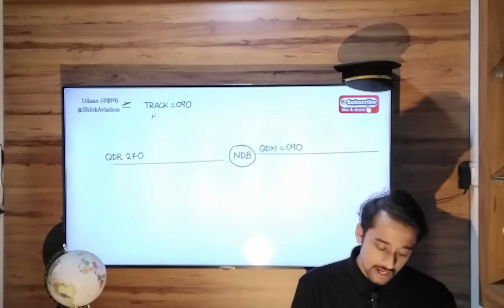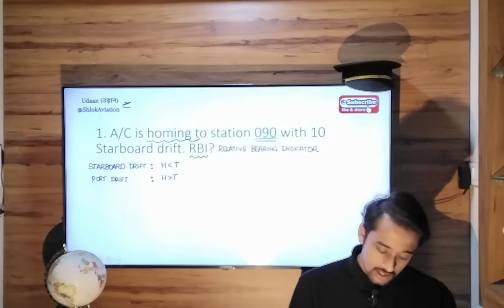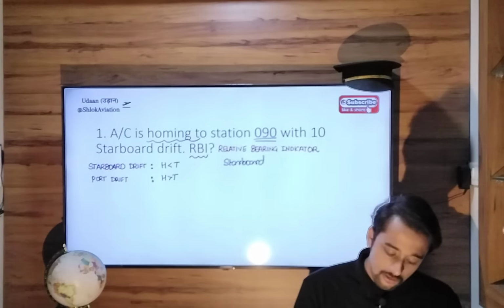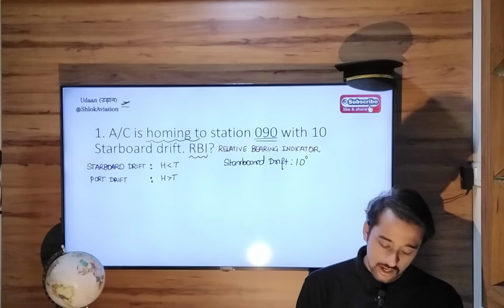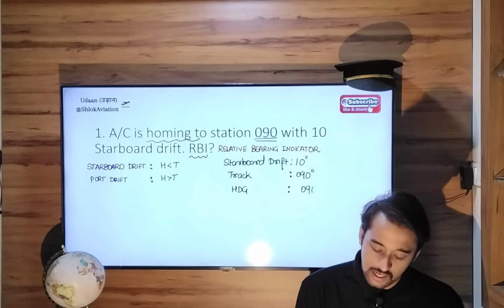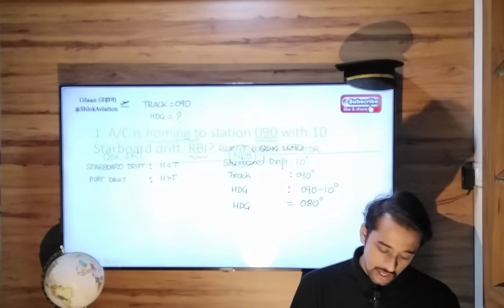We have not been given the heading of the aircraft, but we have been given drift. What is drift? Starboard drift of 10 degree. So with starboard drift, heading is less than track. Track is 090 degree. So heading will be less than track by what amount? By an amount of 10 degree, which is your drift. So heading will be 080 degree.